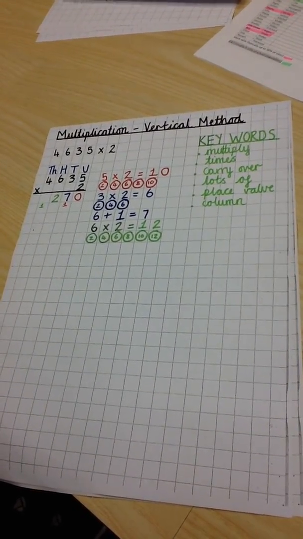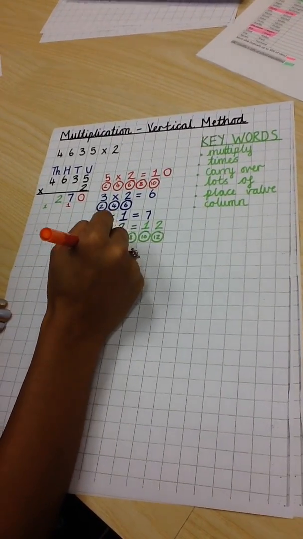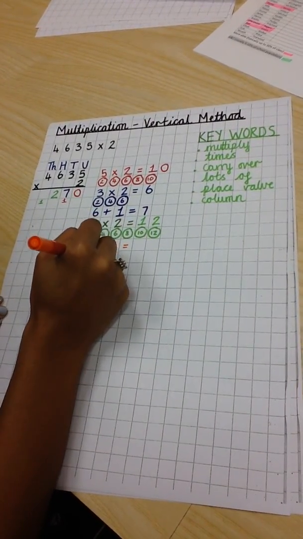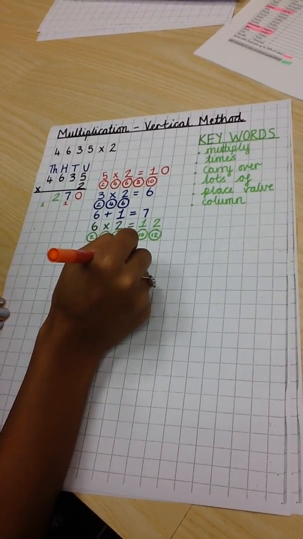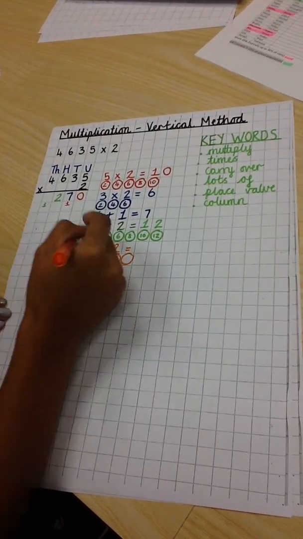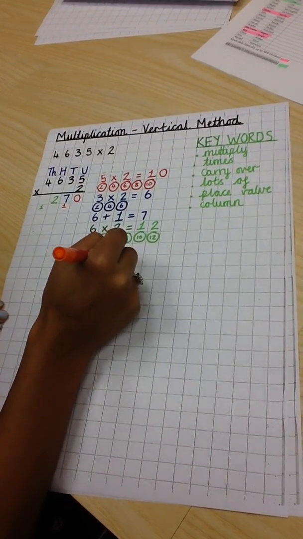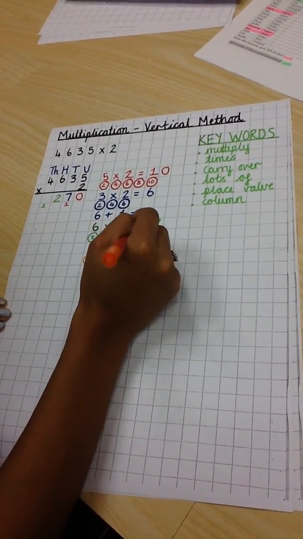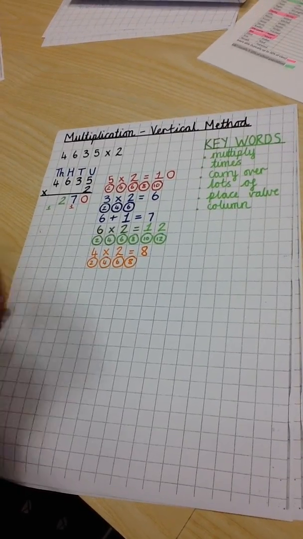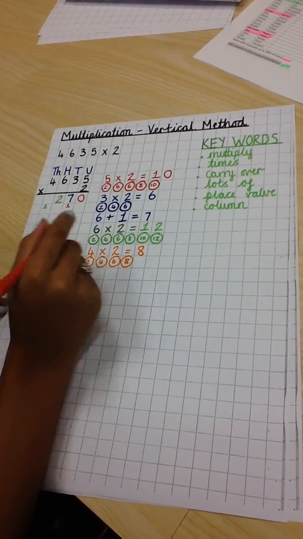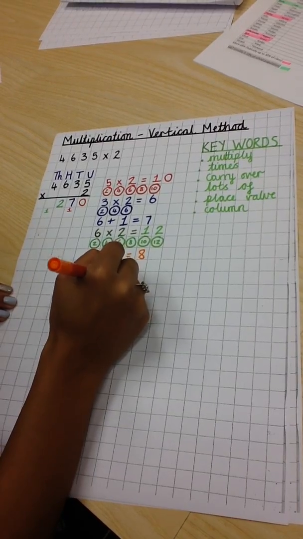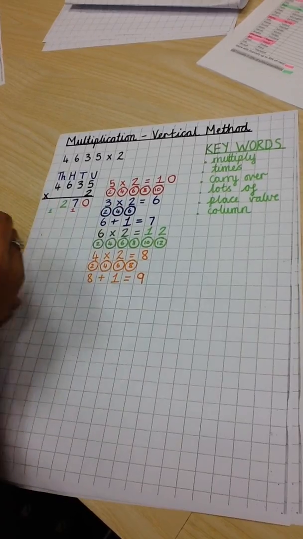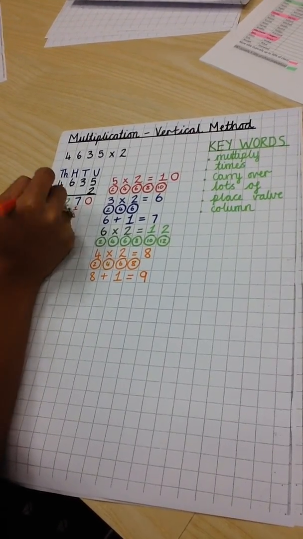Finally, we have 4 times 2 because we're moving on to the thousands column. We draw 4 circles and we count up in 2s to find the answer. The answer is 8. We also have to add the 1 that we carried over from the previous column. So 8 add 1 is 9. The answer we put in the thousands column is 9.